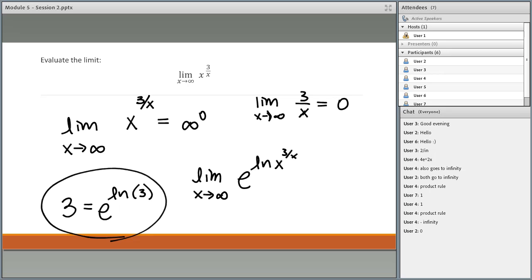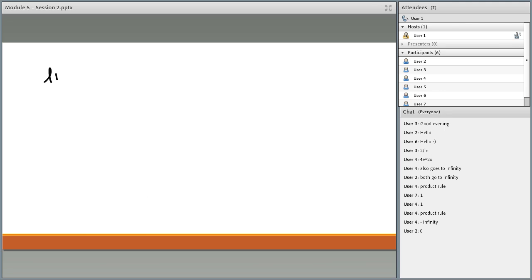So I was able to rewrite x to the 3 over x as e to the natural log of x to the 3 over x. Why that's useful is that log rules, or natural log rules, apply. So let me go to the next page for a minute. Right now what we have is the limit as x approaches infinity of e to the natural log of x to the 3 over x.